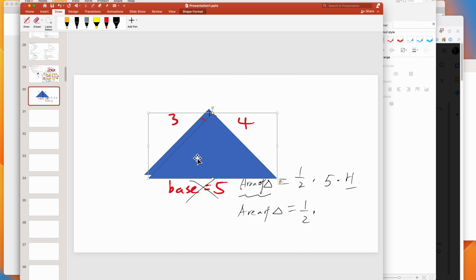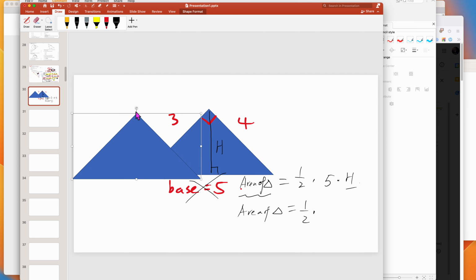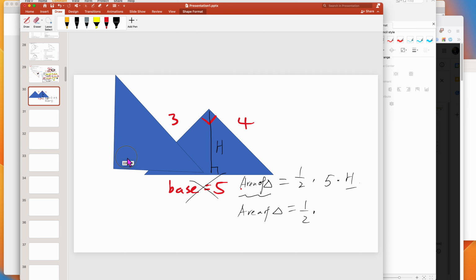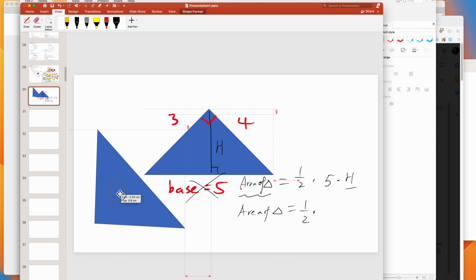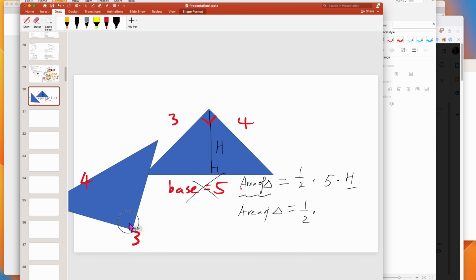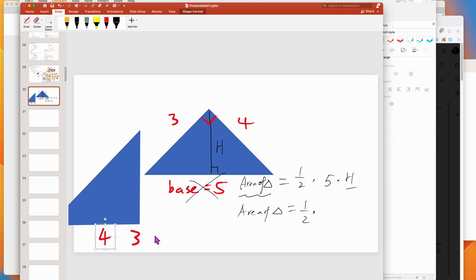By the way, when you pick the base, it's very simple to pick. Let's say you pick this 3 as the base. Your height is 4. If you pick 4 as the base, you can rotate your paper. If you pick 4 as the base, the 3 will be the height. Yes, exactly. You can rotate when you are given a piece of paper.